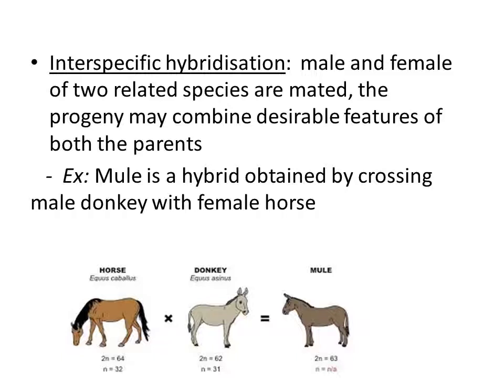The mule got characters from both parents. It shows a few characteristic features like a horse, as well as some characters like a donkey. So the mule is the best example of a hybrid animal of interspecific hybridization. But this is not a fertile one. The mule is an infertile animal. It is not able to produce future progeny. So the mule is an infertile progeny.